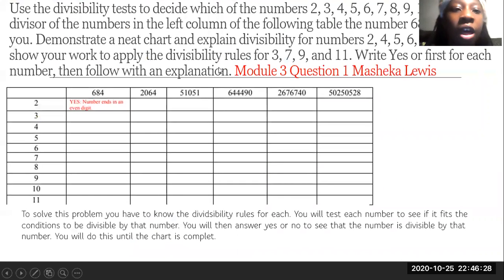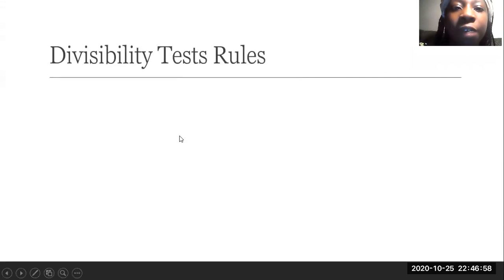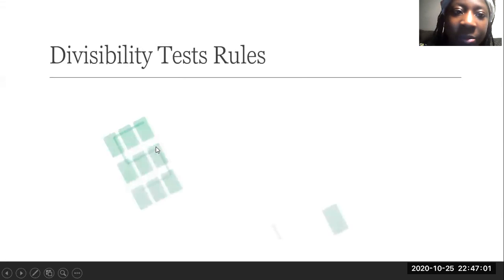There we go. The first problem is that we have to see if these numbers at the top are divisible by 2, 3, 4, 5, 6, 7, 8, 9, 10, and 11. We have to check using the divisibility rules. After we find out whether they're divisible, we'll answer yes or no in the box. So first we have to know what the divisibility rules are.